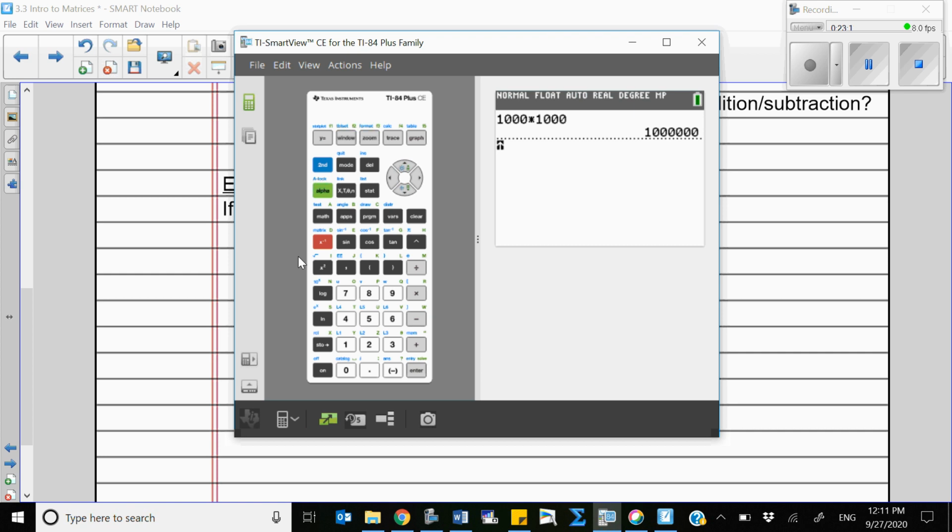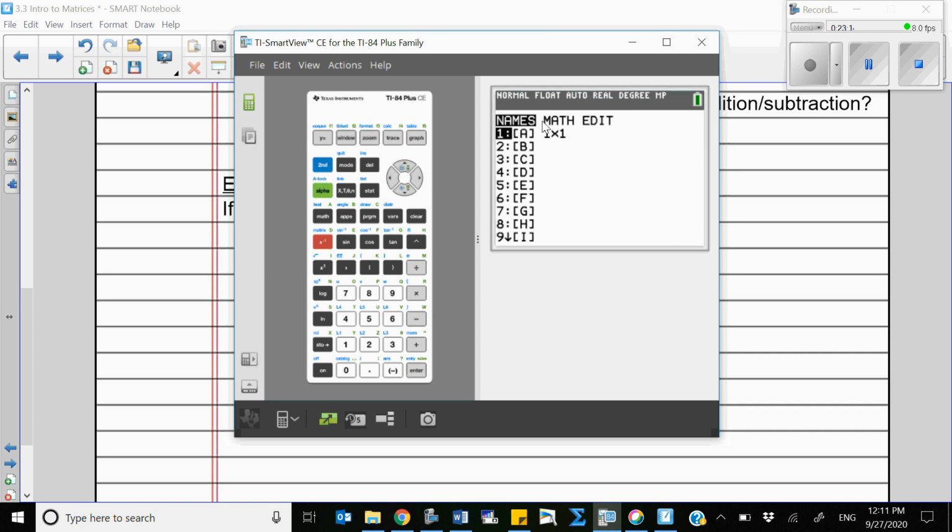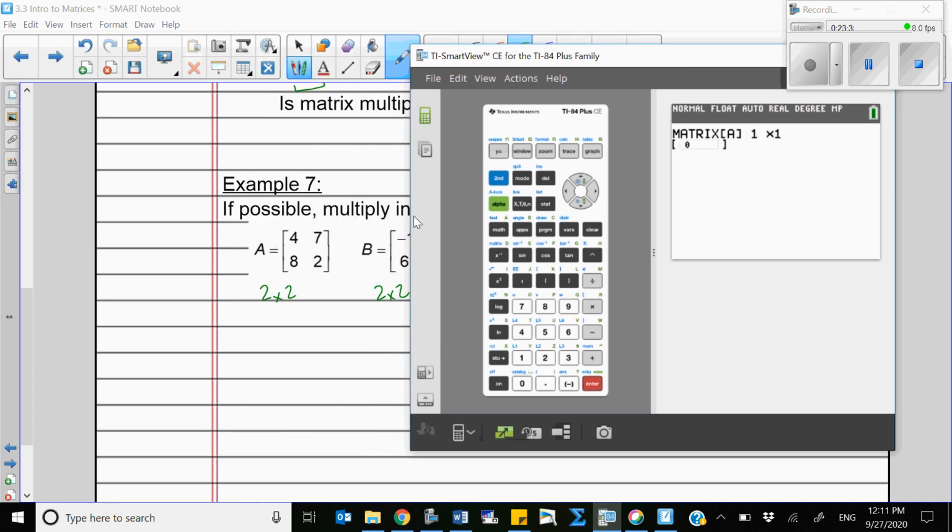Second, x minus 1. That gives me matrices. So first of all, I need to add my matrices into my calculator. So I go to edit, and for the first one, I hit enter. Now, the first thing I need to do is give the dimensions of my matrices. I'm going to write A as 2 by 2.